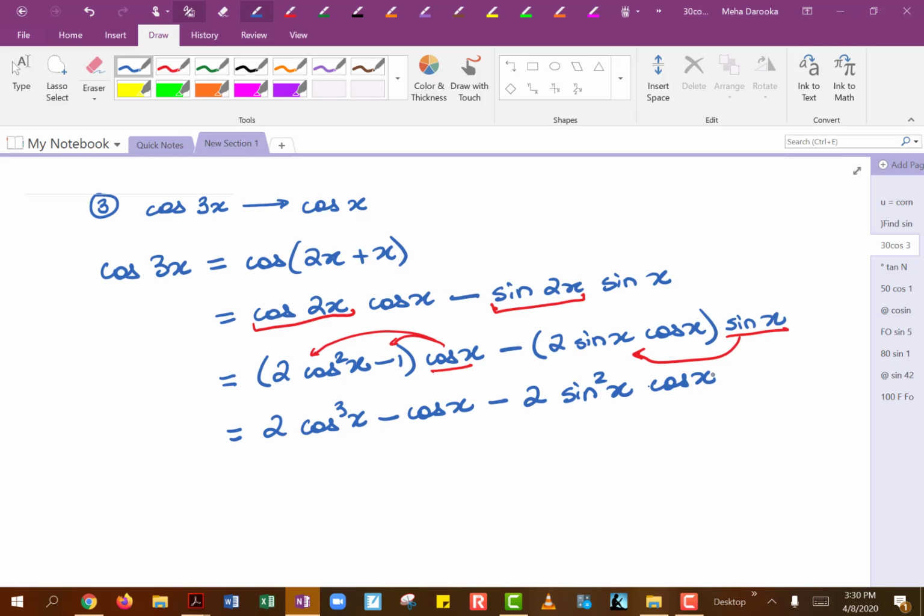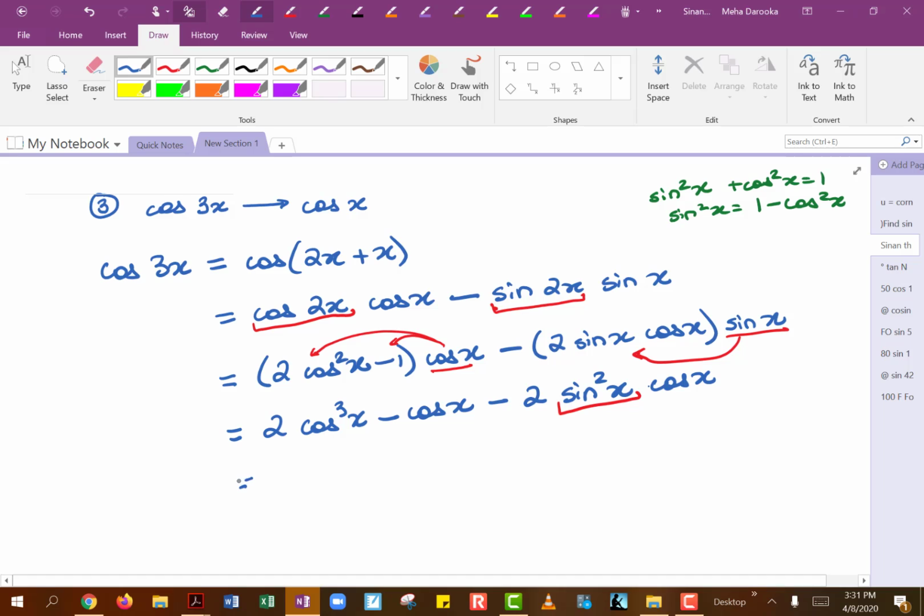Now, since we have this sine squared of x still left behind, and of course we don't want the sine function in there, we want all of these to be the cosine function, this is where we're going to bring in our trigonometric identity. Remember your Pythagorean identity, sine squared plus cosine squared of x equals 1. If you take your cosine squared to the other side, you will have 1 minus cosine squared of x. So that's the rule I'm going to use in here.